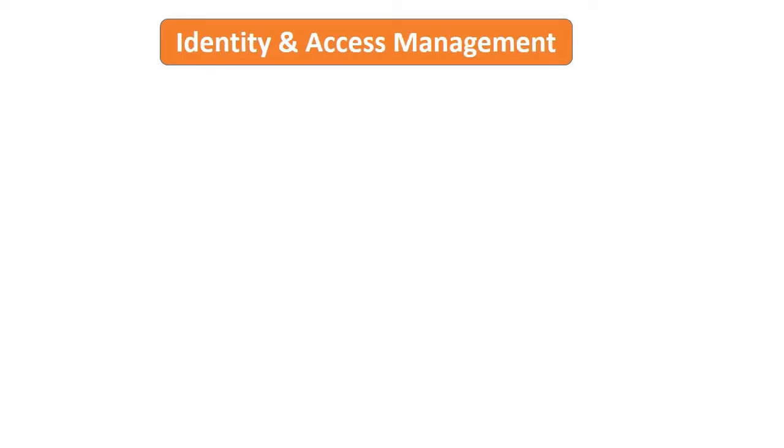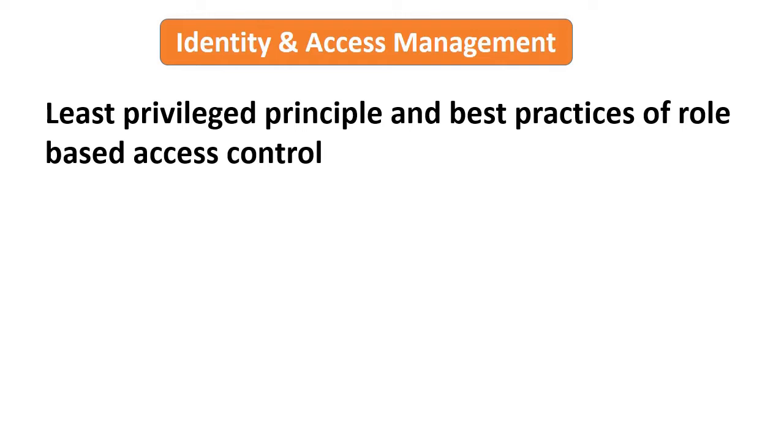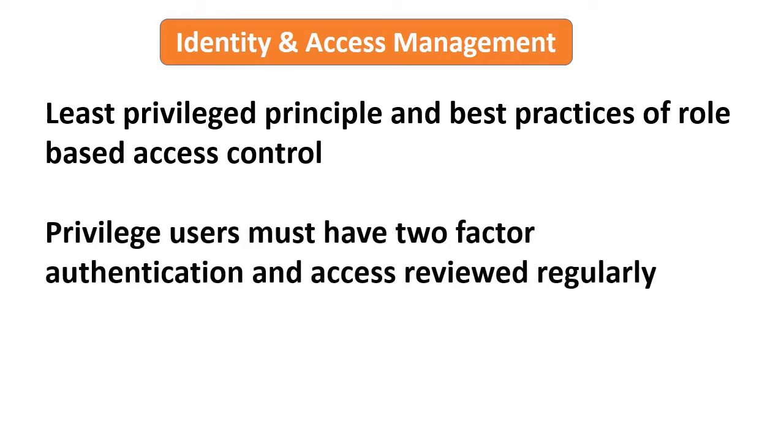Point number three, identity and access management. Make sure access is provided on the least privilege principle and best practices of role-based access and segregation of duties are followed. Check if all users, and particularly privileged users, created in the cloud environment, on the network or database or servers, are reviewed on a regular basis.